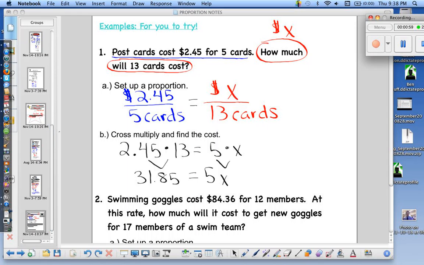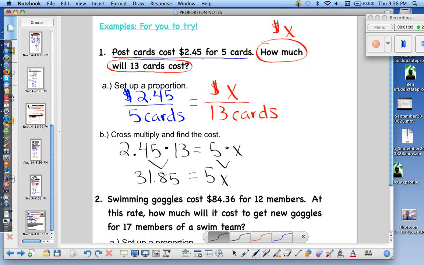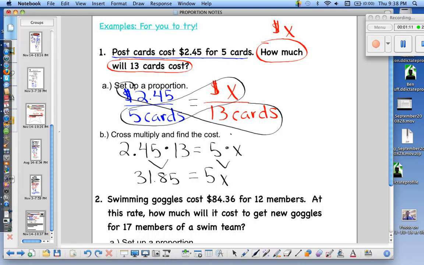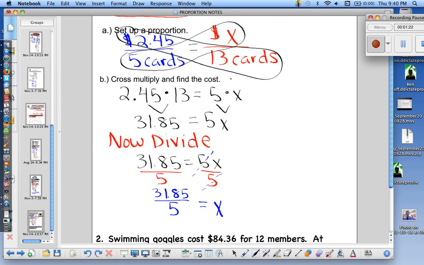Remember, when we cross multiply, we've got 5 and x right here, and we've got $2.45 times 13 on the other side, and we need to set them equal. So the next step, we need to get x all by itself and divide by 5. So pause the video. So let's check this part.